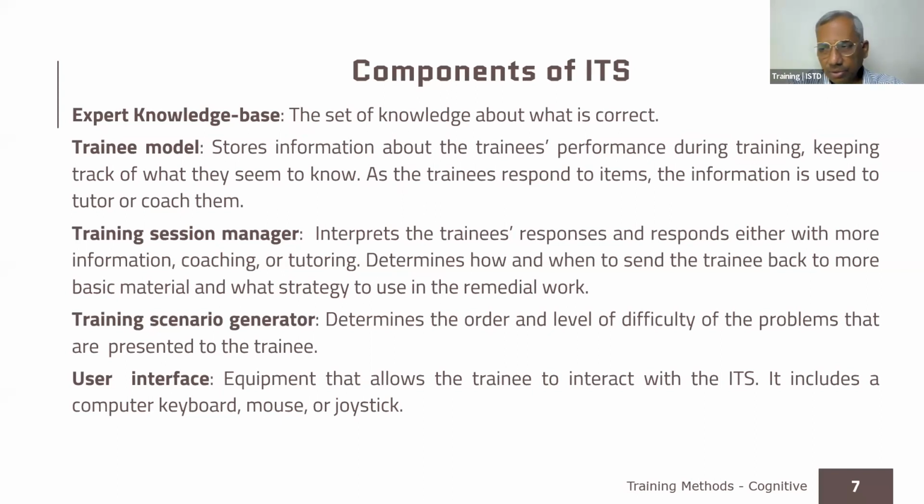Then the training scenario generator determines the order and the level of difficulty of the problem that is to be presented to the trainee, which is something similar to what you see in some of the competitive examinations like GMAT or CAT, depending on the kind of responses a student gives. The next level of question will be decided based on your previous answer. Same way here, the system decides what kind of training input should be given based on the response to the training. And all that requires some kind of a user interface, which is basically the equipment that allows the trainee to interact with the intelligent tutoring system.